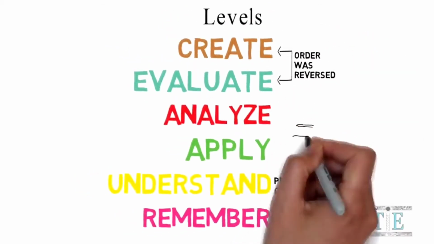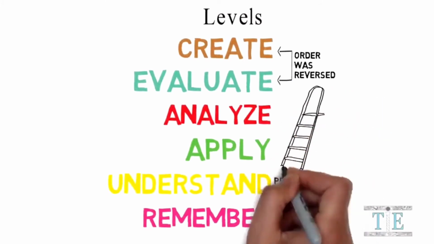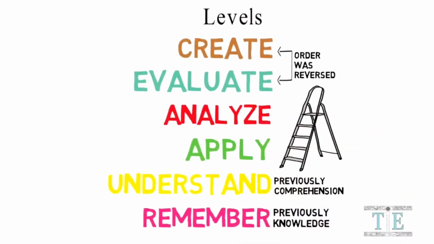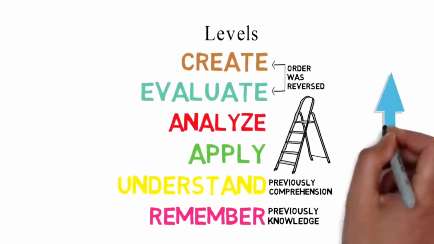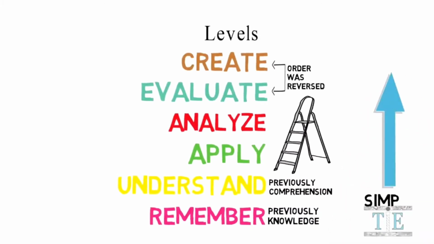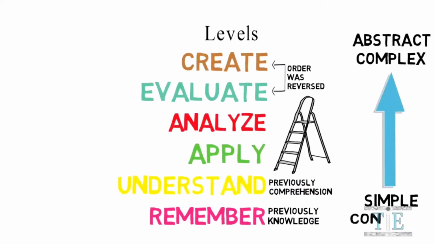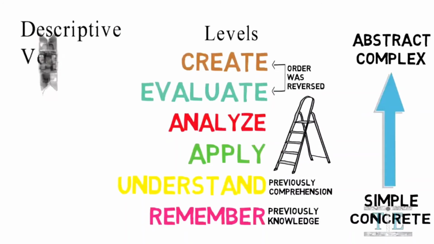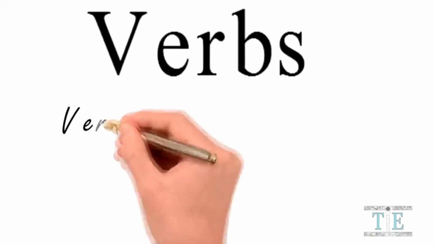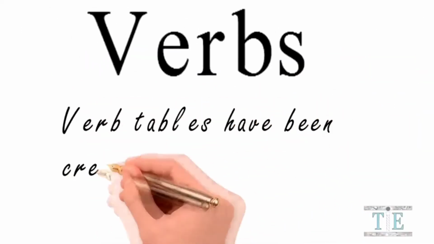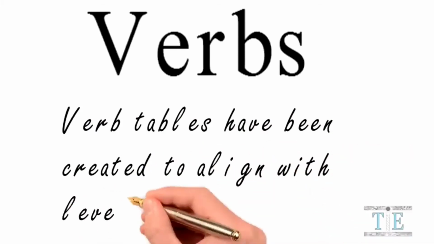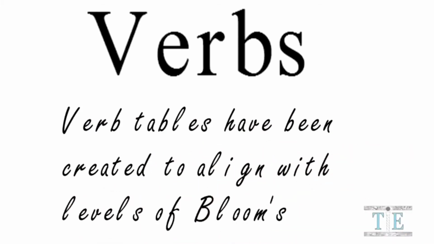Bloom's taxonomy is actually a hierarchy, where students must first master the lower levels before mastering the higher levels. The lower levels are relatively simple levels, while the higher levels represent more complex cognitive rigor. The higher levels are more abstract as well. When utilizing Bloom's taxonomy as educators, descriptive verbs have been made available to help educators plan lessons. Verb tables have been created to align with levels of Bloom's.